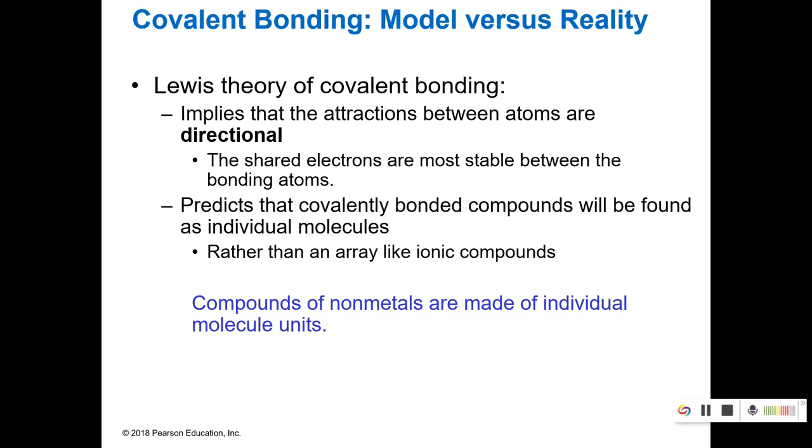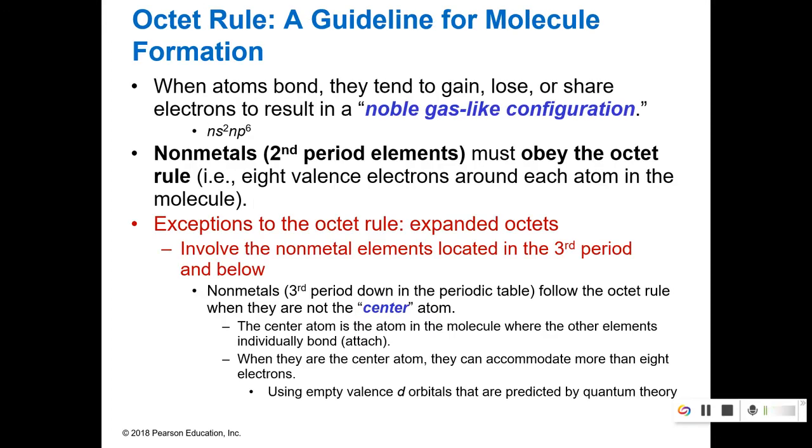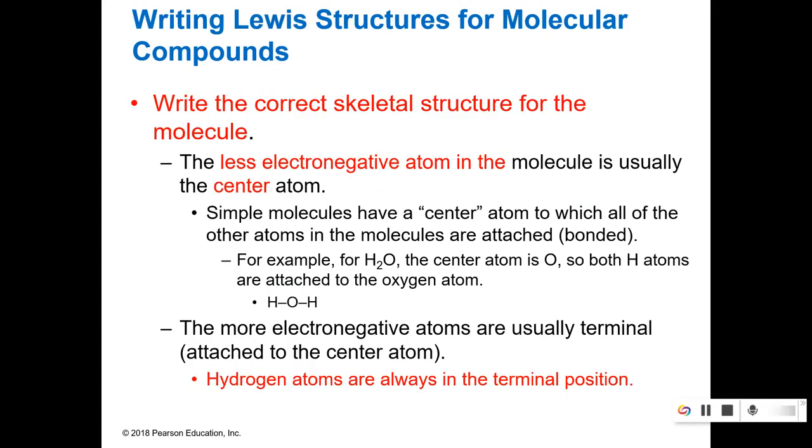Okay, and just remember that compounds that are of nonmetals are made of little individual molecule units, which we see a lot in particulate diagrams. There will be exceptions to the octet rule, which we will talk about, but for now, the biggest one you need to know is hydrogen. Hydrogen will only get 2 electrons at most. Really, it's what it always wants.